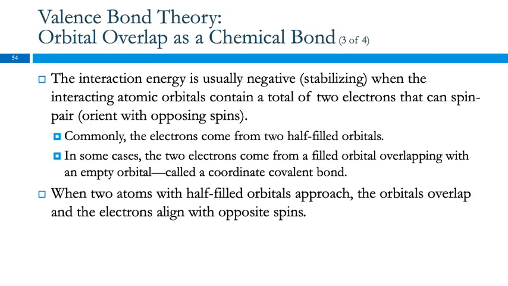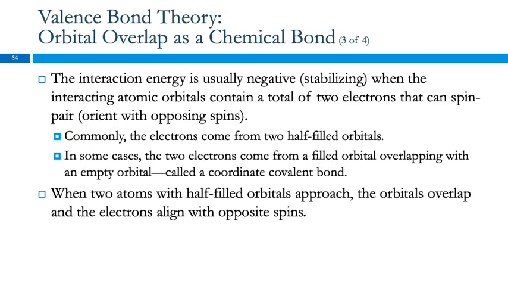So the interaction energy is usually negative when those overlapping orbitals have a total of 2 electrons, because those 2 electrons can spin pair. They can line up with opposite spins. Usually this happens when we have 2 half-filled orbitals that overlap. They each have 1 electron, and they can spin pair, and that will lower the energy.